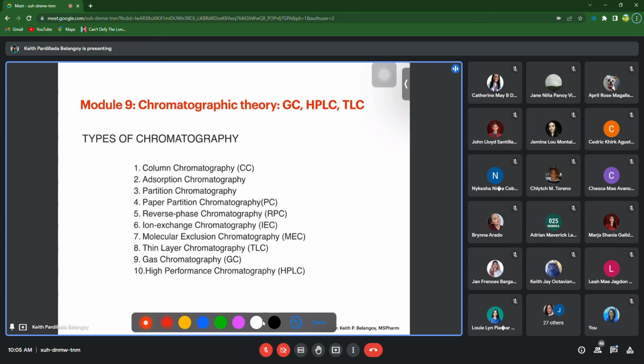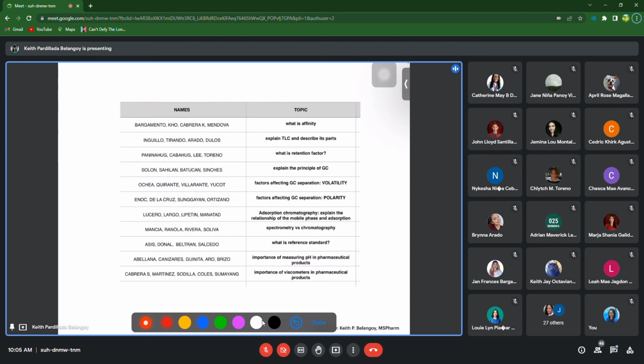And the types of your chromatography: you have your column chromatography, adsorption, paper partition chromatography, and as I've mentioned, reverse phase and molecular exclusion chromatography, which is based on molecular weight, and your TLC. Then gas chromatography, as said, and later HPLC. So our next one is your GC, your gas chromatography. Very easy.